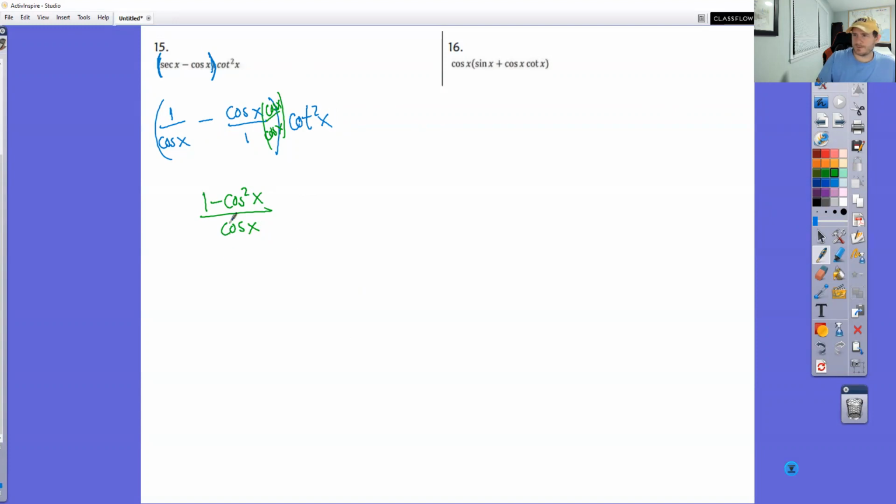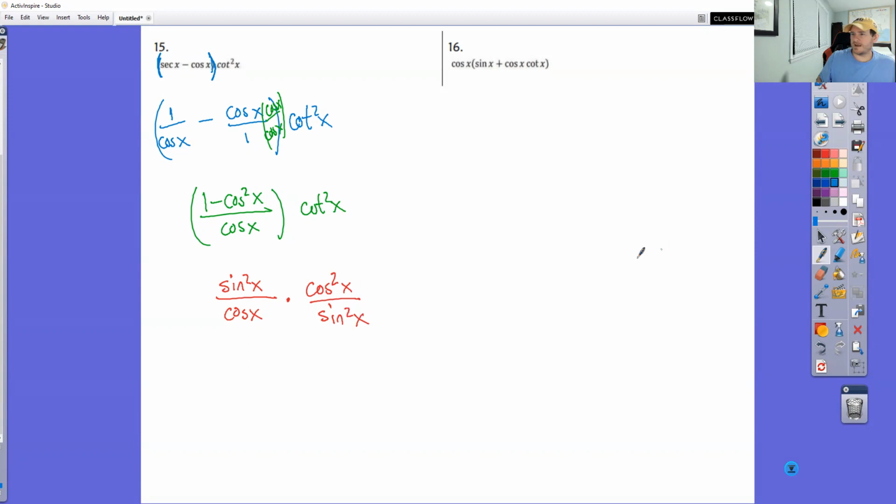Okay. Guess what 1 minus cosine squared is? It's sine squared. So this can become sine squared over cosine squared. At which point I would go ahead and use quotient rule. This is now cosine squared over sine squared. Yeah, that's right.